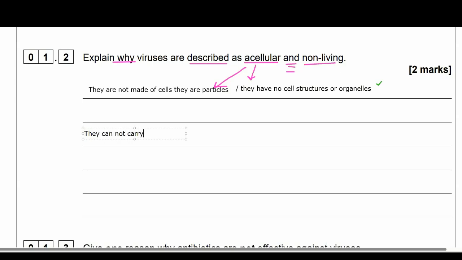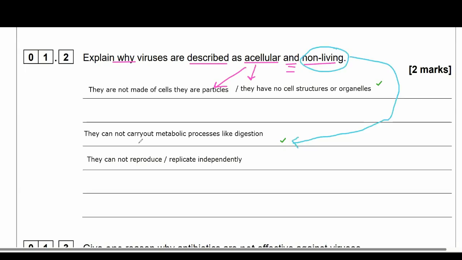Okay, now what other evidence? Well, we've got why a virus is described as non-living, not alive. Well, they don't carry out metabolic processes like digestion, they can't respire, they can't reproduce, they can't replicate. So we've got lots of reasons why we call them non-living. They can't do the processes that living things do. So you need one thing saying why they're not cells, and then one of these to say why they're not living.